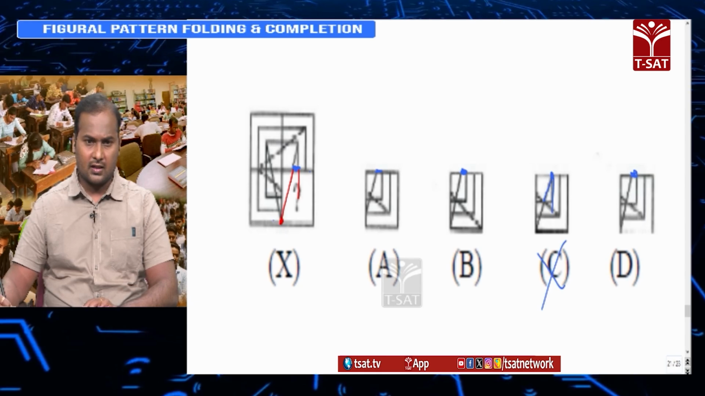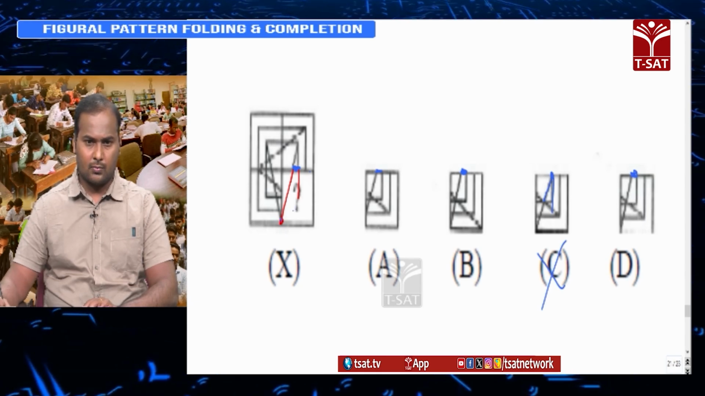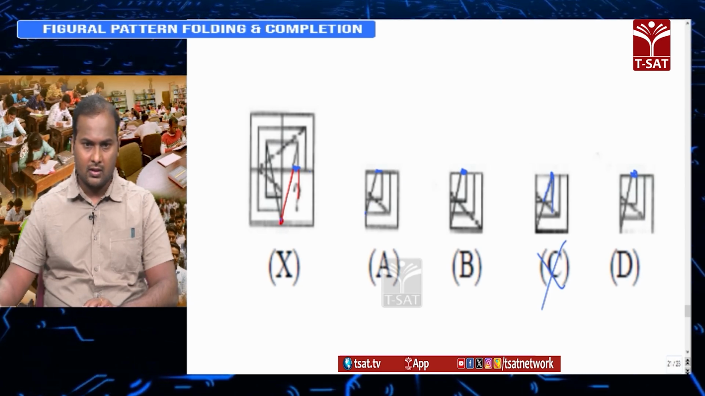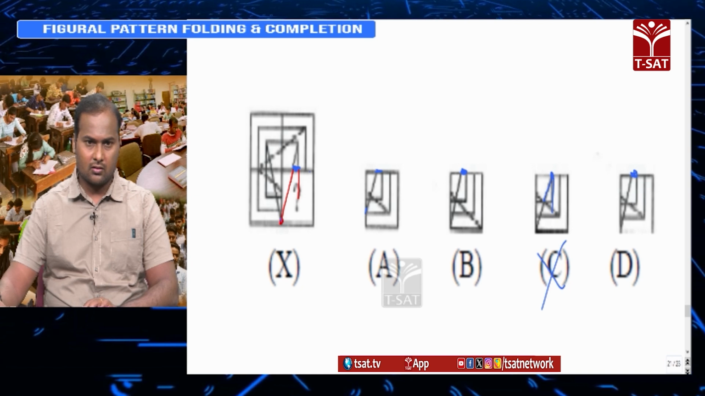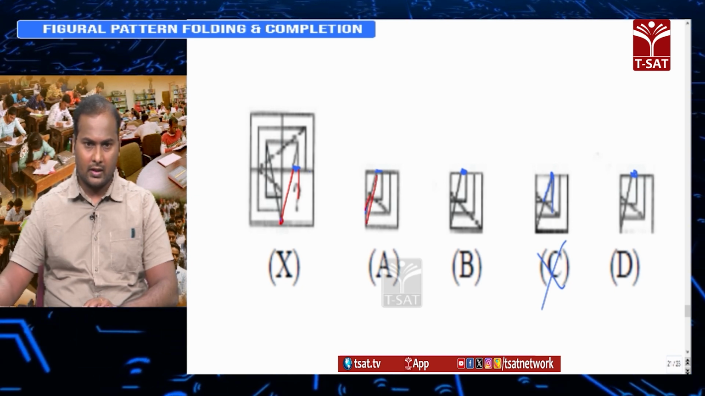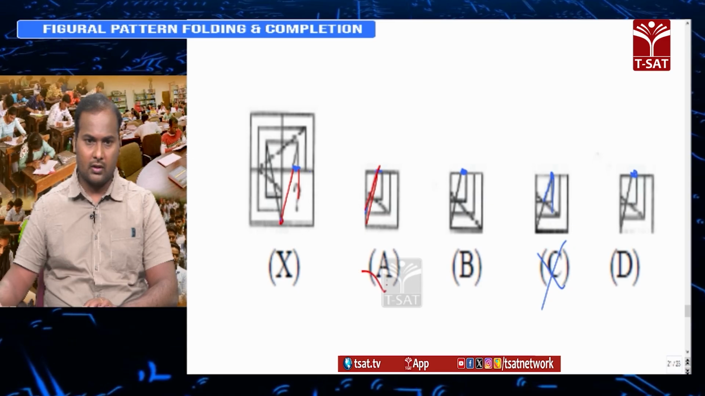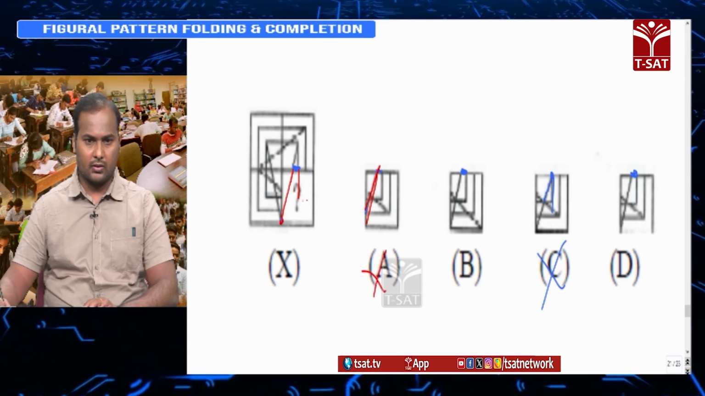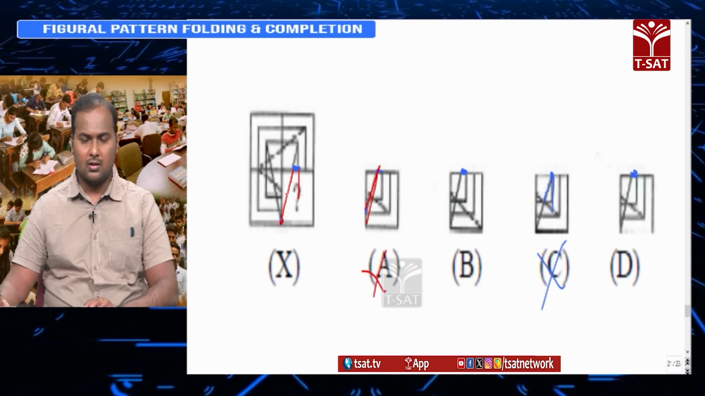And the second thing is, the line has to come and touch the bottom. See, in the case of option A, it is not touching here. It is touching on the above. It should be like this, not like this, right? So you can eliminate option A also, because option A is not coming to the bottom.